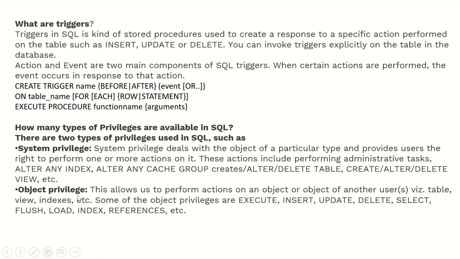And what is object privilege? This allows us to perform actions on an object or an object of another user, such as a table, view, indexes, etc. Some of the object privileges are execute, insert, update, delete, select, flush, load, index, and references, etc.